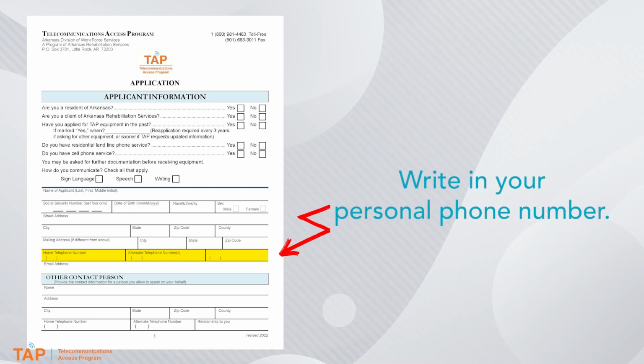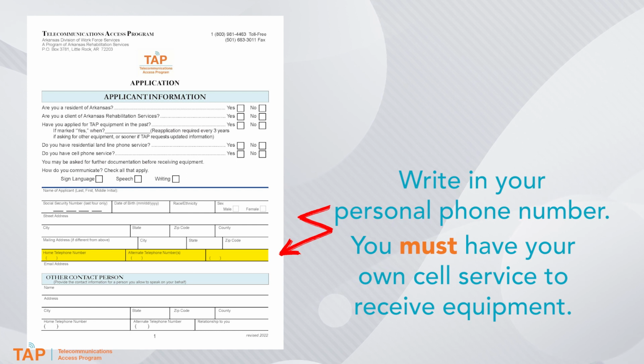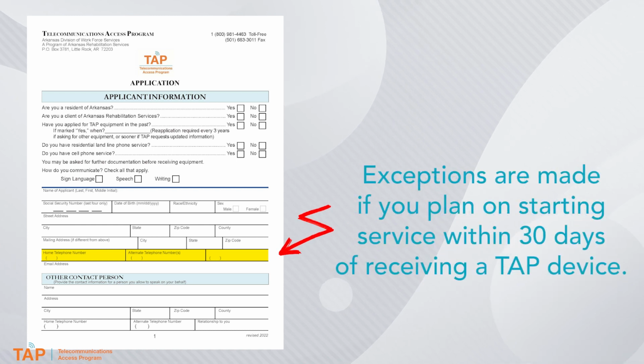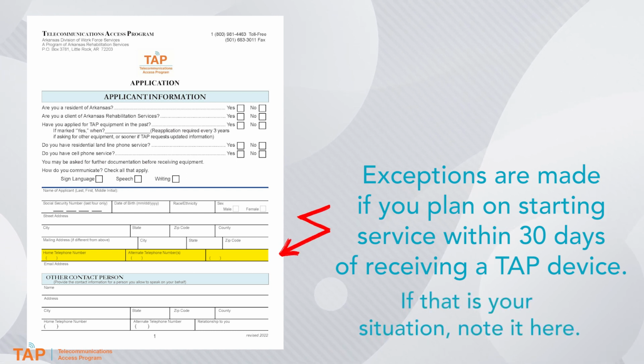Write down your phone number. This must be your phone number and not someone else's. The rules governing TAP state that you must have phone service to receive equipment through our program. The only exception is if you plan to start phone service within 30 days of receiving a TAP phone. If that is your situation, please note it.